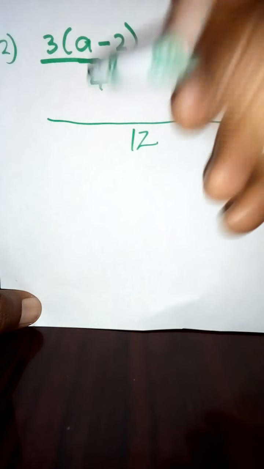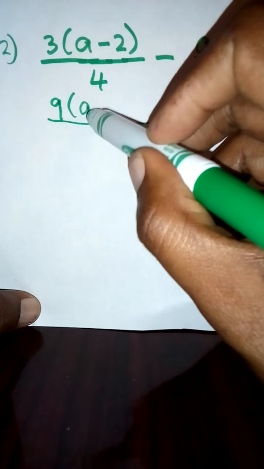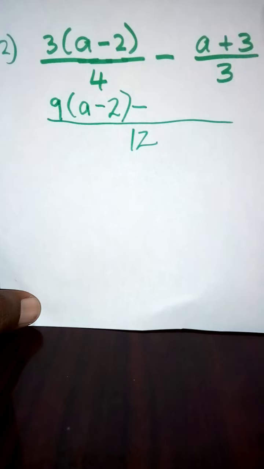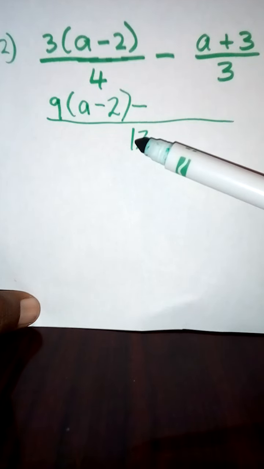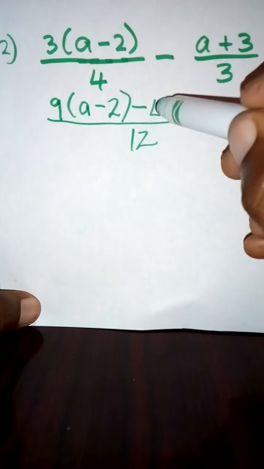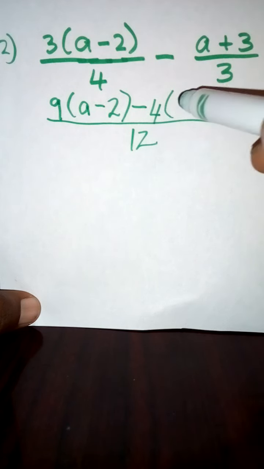3 times 3 is 9. So 9 open bracket a minus 2 close bracket. Replace the subtraction sign here. Let's divide. 3 into 12 goes 4. Place the 4 right here, multiply the numerator, which is a plus 3.